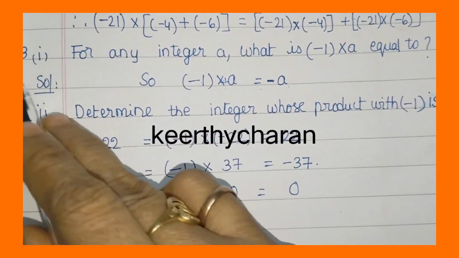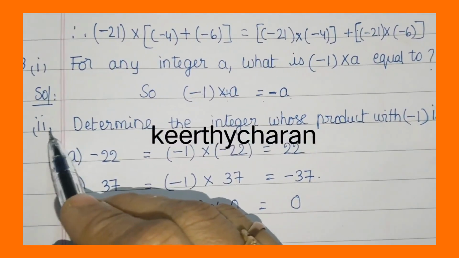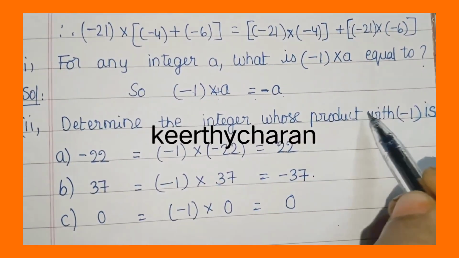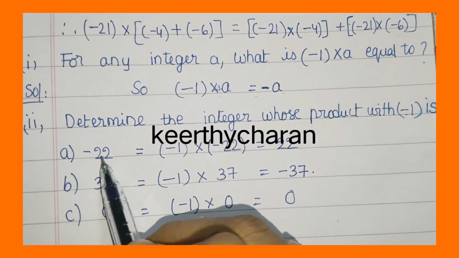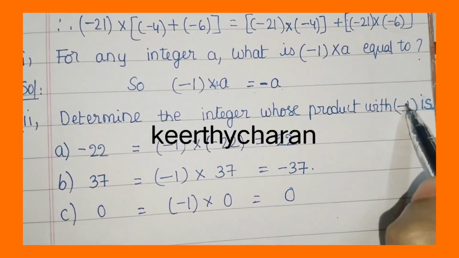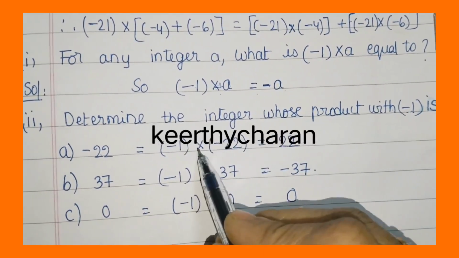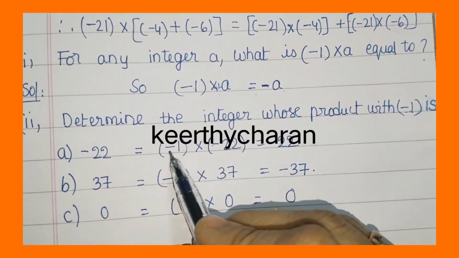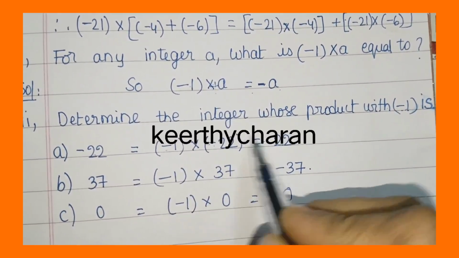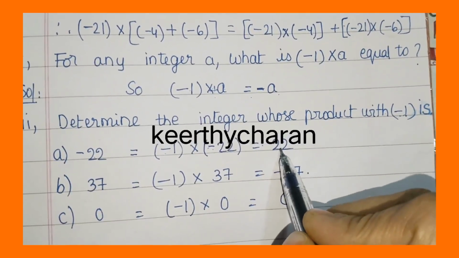So next, in that third only, second sum, determine the integer whose product with minus 1 is minus 22. How do you have to write? Using minus 1, so minus 1 into minus 22. If you multiply these two, minus into minus will be plus. 1 into 22, 22 will come.